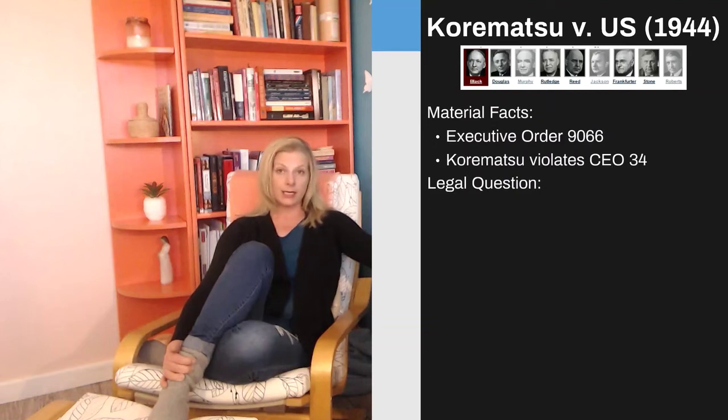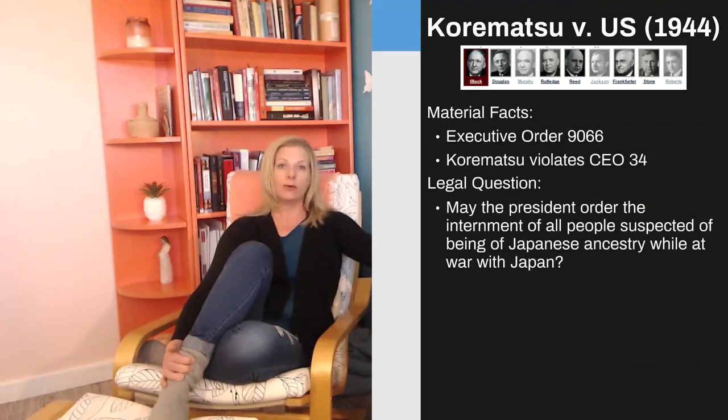He was arrested, and it was at the time that he was in custody that he initiated the suit with the help of the ACLU. The legal question was whether the president can order the internment of all people suspected of being of Japanese ancestry while at war with Japan. The holding in this case was a 6-3 decision, and the answer was yes. The president may order the internment of all people suspected of being of Japanese ancestry.